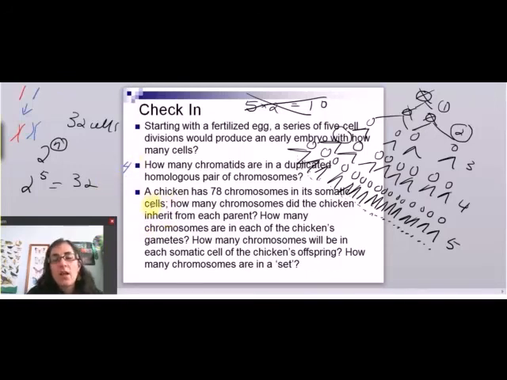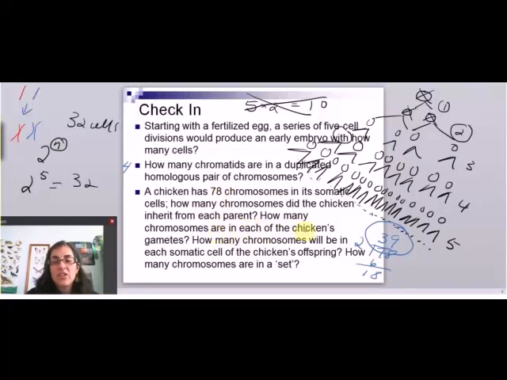The last question is, again, looking at some of these terms. A chicken has 78 chromosomes in its somatic cells. So remember back to the mutation chapter. Somatic cells are our body cells. And the question is, how many chromosomes did the chicken inherit from each parent? Well, remember, if we're a diploid, sexually reproducing organism, we get half of our chromosomes from one parent and half from the other parent. So this chicken must have gotten, I'm just dividing 78 by 2, 39 chromosomes from each parent. 39 from the hen, 39 from the rooster gives you 78 chromosomes.